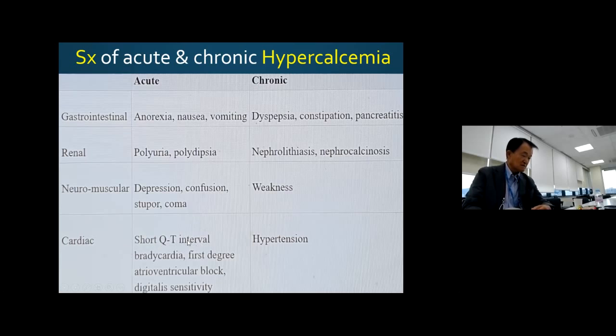And you also check the cardiac findings, short QT interval, bradycardia. So hypercalcemia causes a lot of general symptoms you have to check. In chronic cases, certainly general weakness, hypertension, and some stones, renal stones, nephrocalcinosis, and certain pancreatitis, etc. So these are the common acute and chronic symptoms of hypercalcemia.